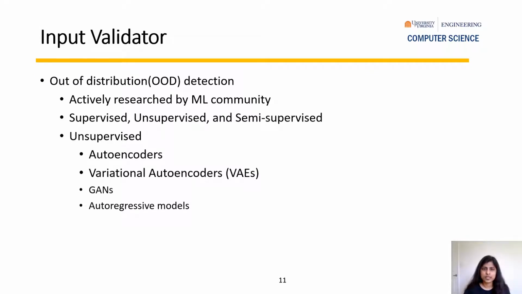There are several methods for detecting out of distribution invalid inputs. Out of distribution input detection is being actively researched by the machine learning community. The approaches can be categorized into supervised, unsupervised, and semi-supervised. We used a variational autoencoder based unsupervised approach for this work.